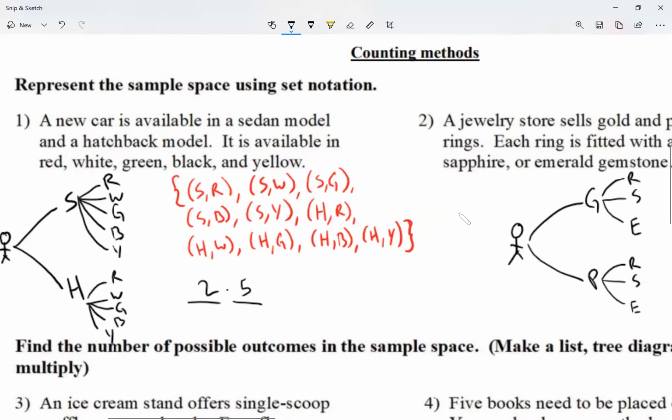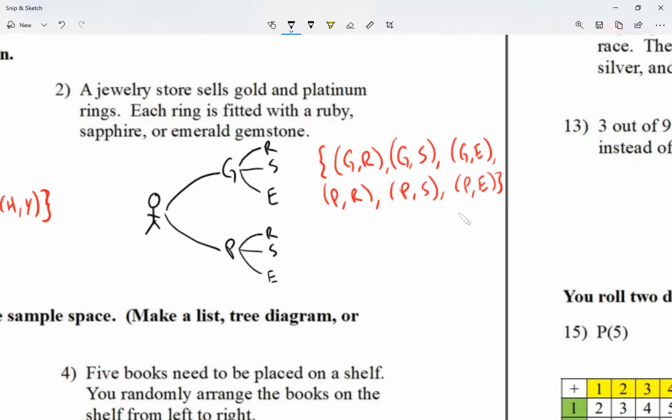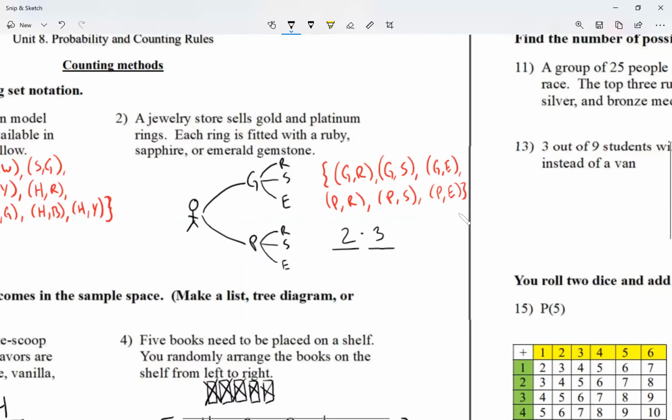Like, wait a minute. How about here? When you showed up, your first choice was gold or platinum. So you had 2 choices. And then you had to choose a ruby, sapphire, or emerald gemstone. You had 3 choices. Multiply them, and you should see that you had 6 possible choices. Nice. This is fun.